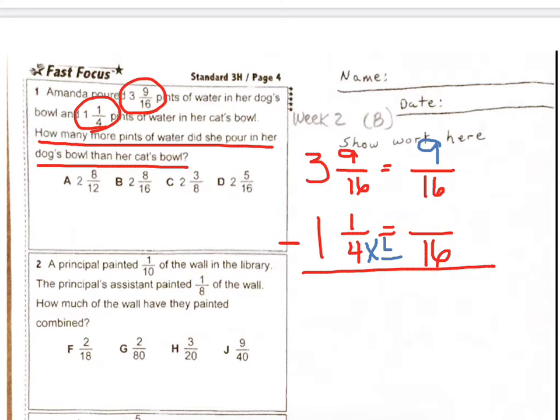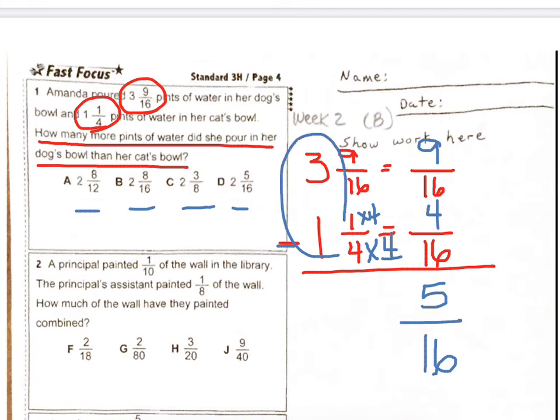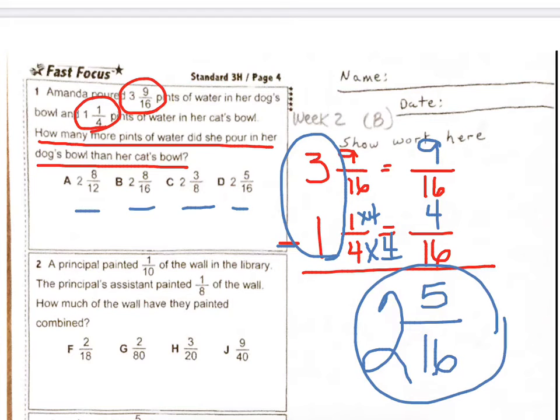Times 4. Okay? And whatever I do to the denominator, I have to do to the numerator. And 1 times 4 is 4. And now we're going to subtract. If I have 9 and take away 4, that works. It's 5. So my answer is 5/16. That's not an answer choice because we also have to take care of the whole number. If I have 3 and I take 1 away, I have 2 left over. So 2 5/16 would be my answer.